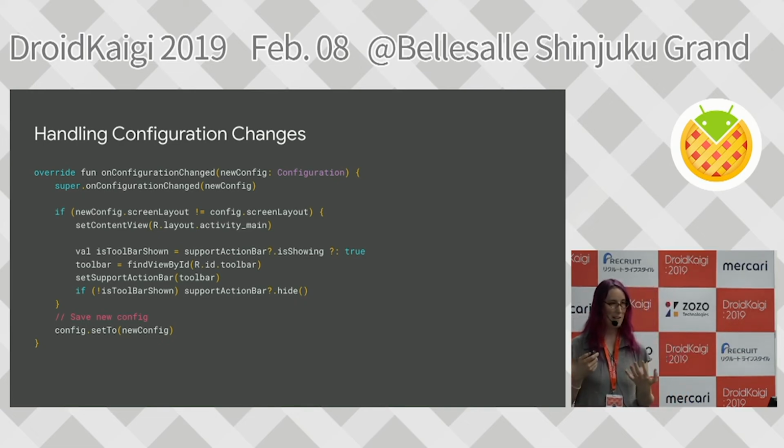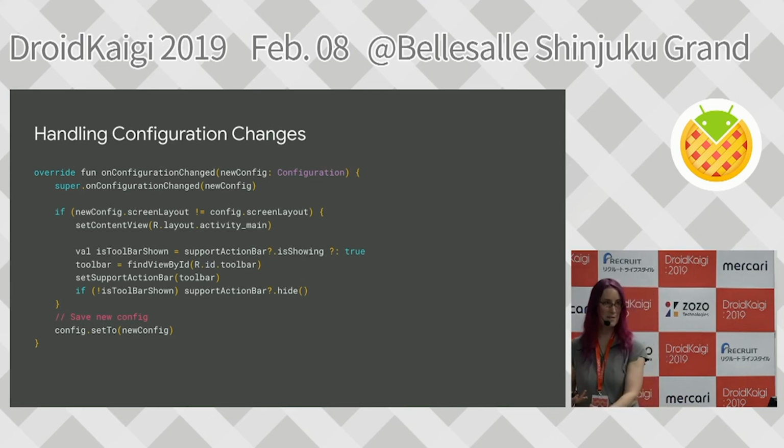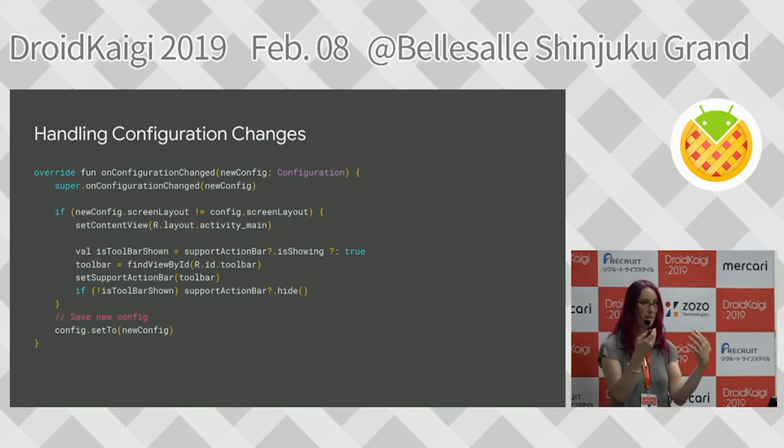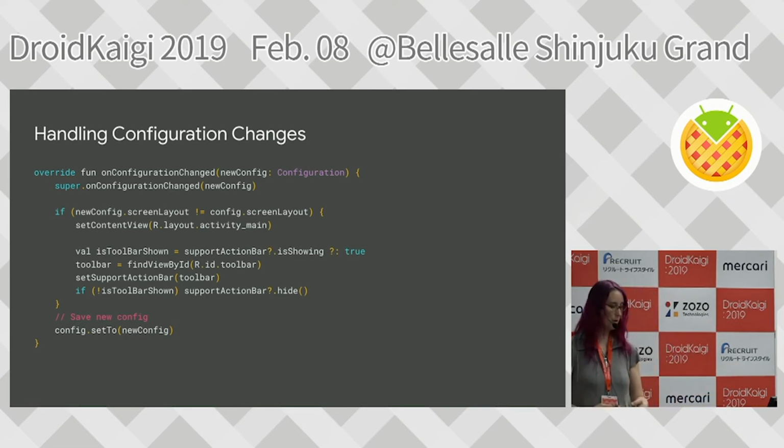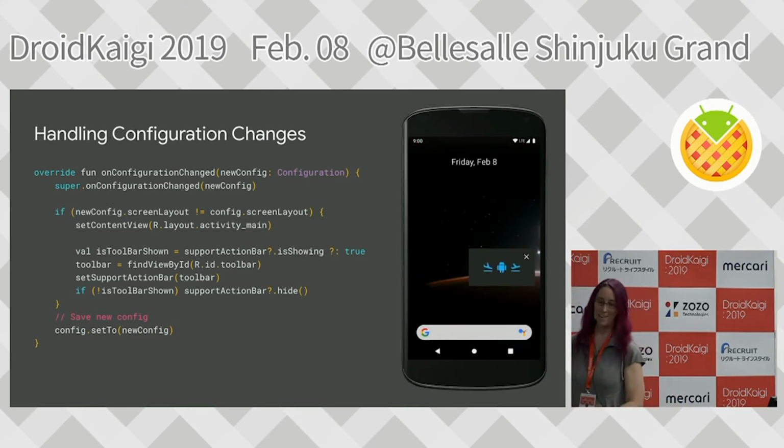Now we have to reset the state because it's a different layout. So we get the keyboard, we get the toolbar, we check to see if it's showing or not. Then we reset the toolbar, set it as the support action bar, and if it was hidden before, we hide it again. The toolbar is actually being toggled. The visibility is being toggled on picture-in-picture mode changed. That's why you don't see it here. And yeah, now that we've done this, it works again.